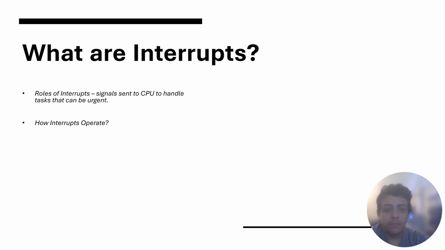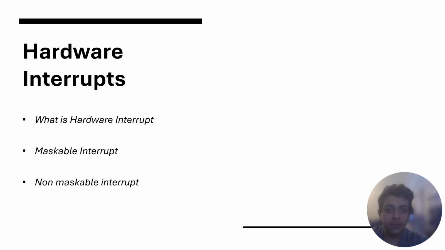And so how do they operate? When an interrupt occurs, the CPU pauses its current task, saves its state, and executes the interrupt handler. Once the interrupt is processed, the CPU resumes its previous task, ensuring smooth and responsive system performance.